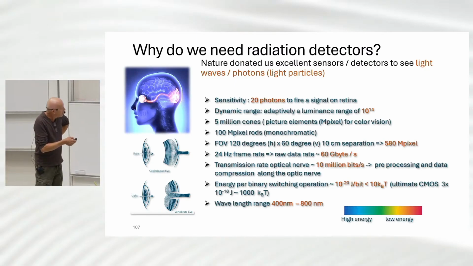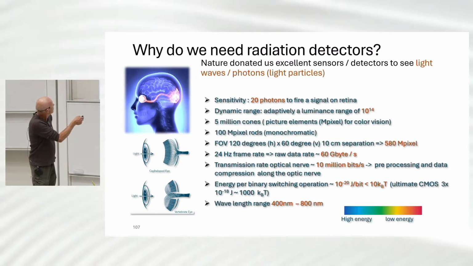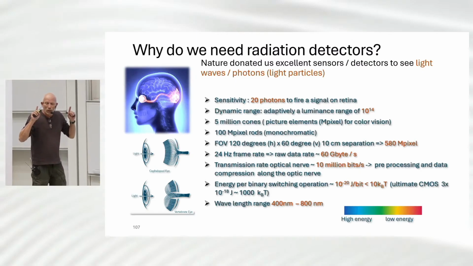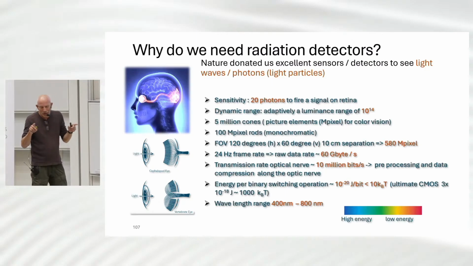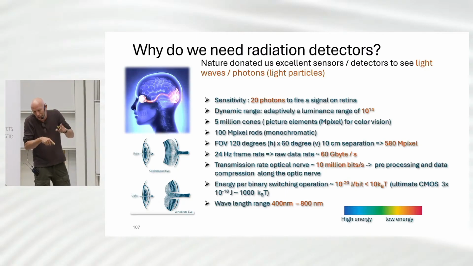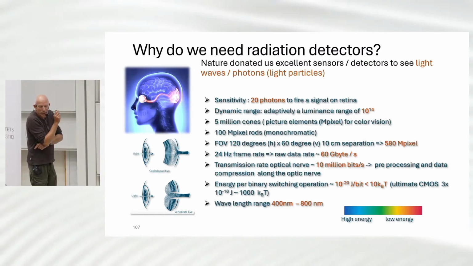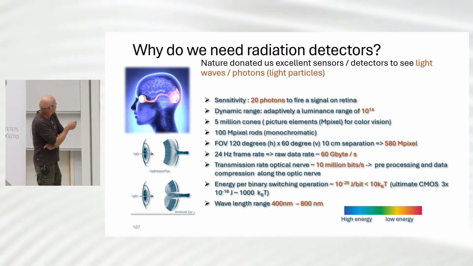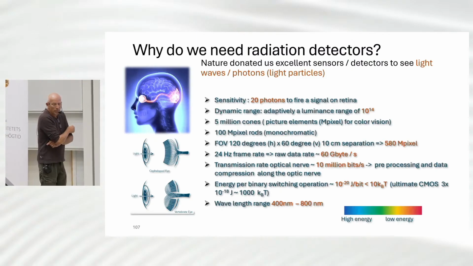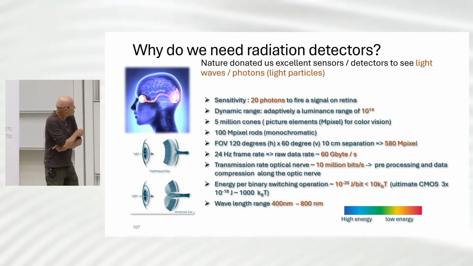Because after all, nature donated us with excellent sensors to see light. And light can be considered a wave or a particle, depending how you measure it. It's a dualism. So our vision system to detect light is really exceptional. It consists of a sensor, the eye with the retina, a data backend, and a connection between them, which is the optical nerve.